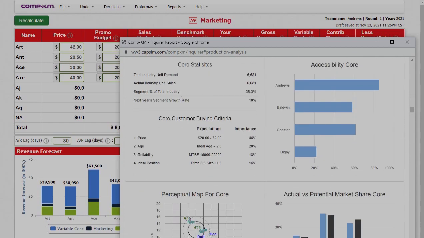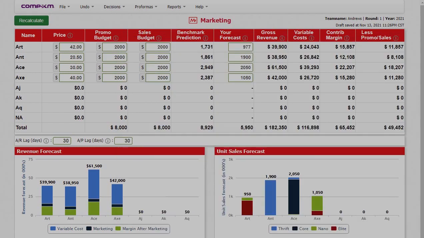We'll get 2,013 units. But we are also spending more on promotion and sales, compared to our competitors. So there's a likely chance we'll sell more than 2,013 units. That's why we have 2,050.